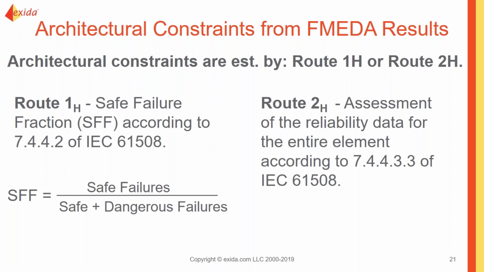The other method is Route 2H. And Route 2H, you might have heard of it, is the prior use justification or proven in use. And this is letting you take credit for reliability data for the products. And both of these, whether it's analyzed per Route 1H or Route 2H, will be written right on the product certificate, in the assessment report, the FMEDA report, all over. And we're going to look further into architectural constraints a little bit later in the webinar.